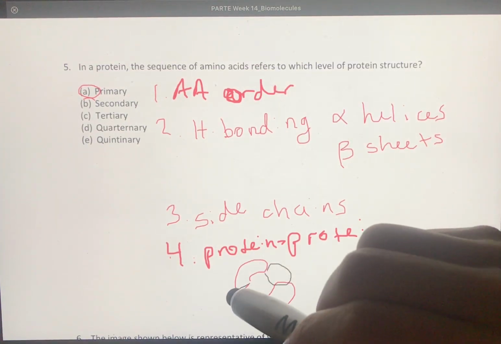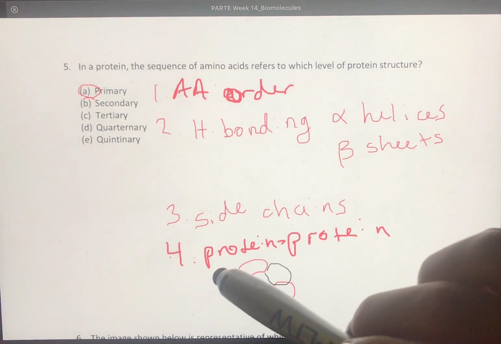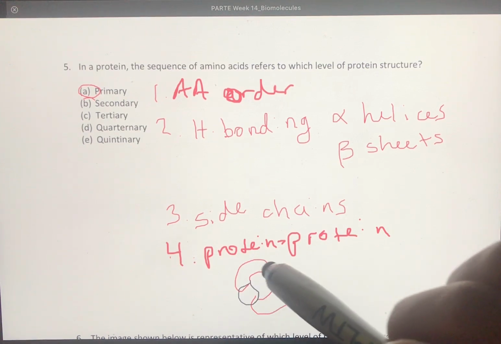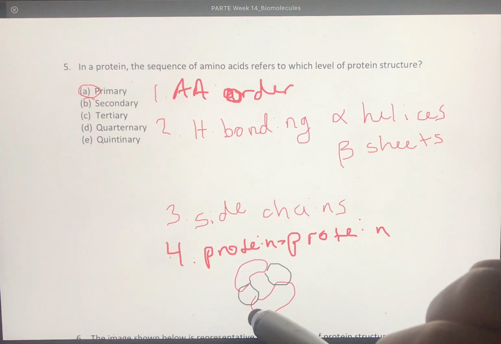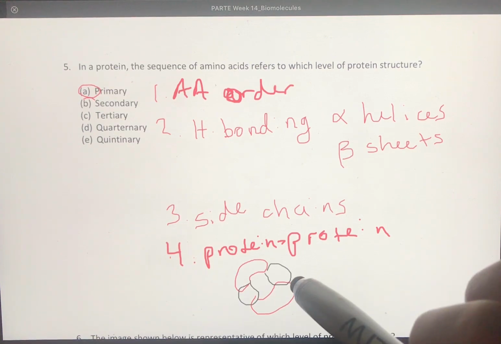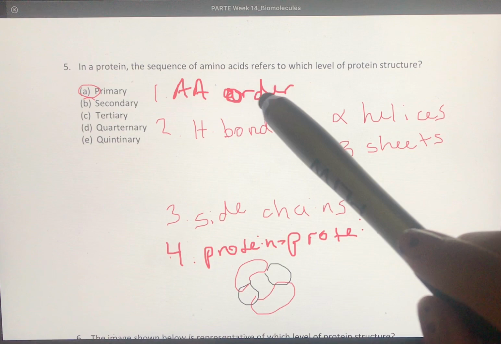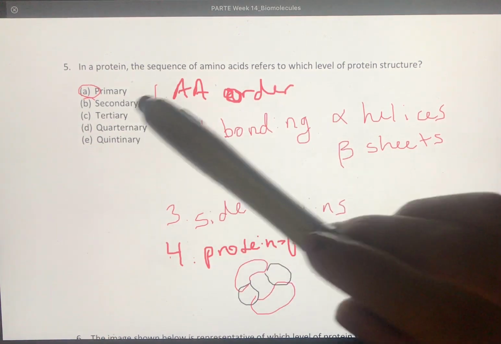So these interactions are going to be tertiary or quaternary structure because we're interacting different actual parts of the protein which are totally separate from each other and aren't connected. Their chains aren't connected at all. So they're almost like separate proteins. So for this one, it just asks which is just the sequence of amino acids. So that's going to be primary.